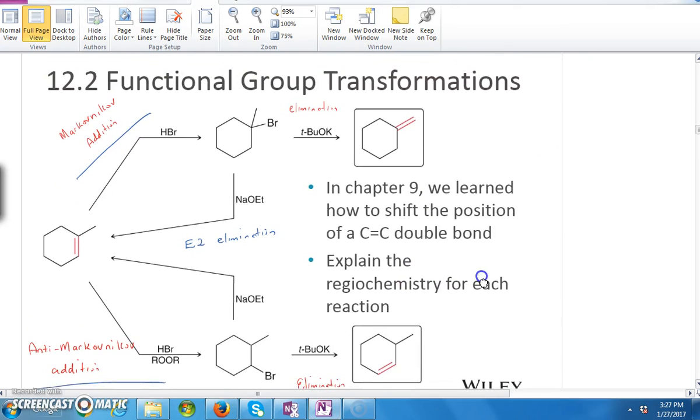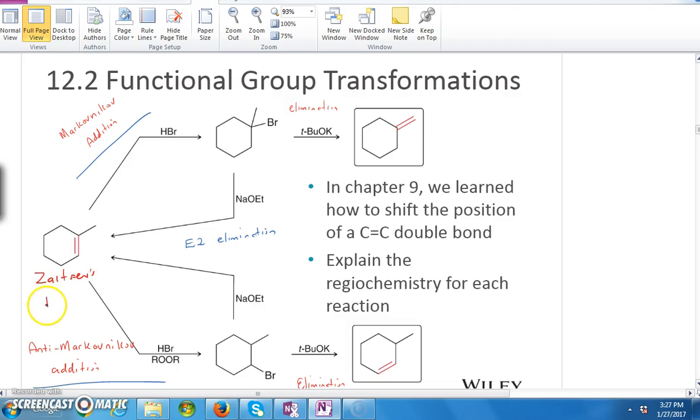Now, you can also have a situation whereby the double bond is moving. As you can see here, we have the Hofmann, this is the Zaitsev product, and you may want to make the Hofmann product, right? This is the most substituted double bond you can get.